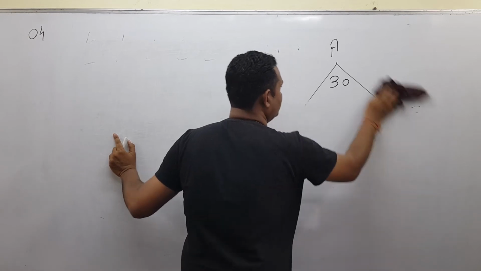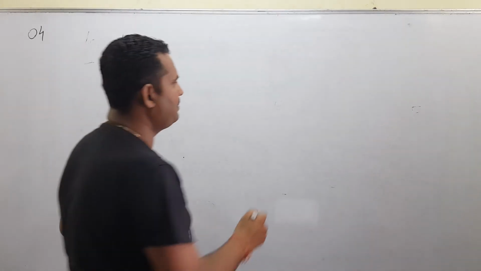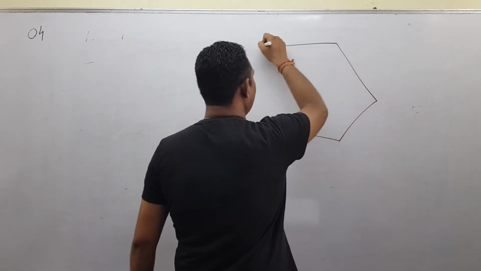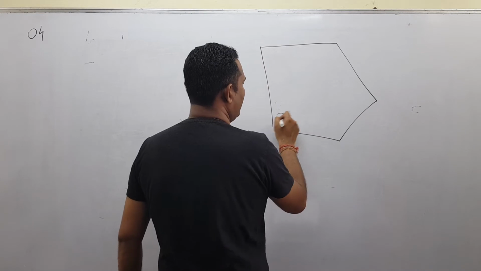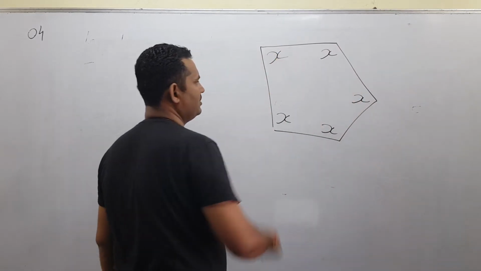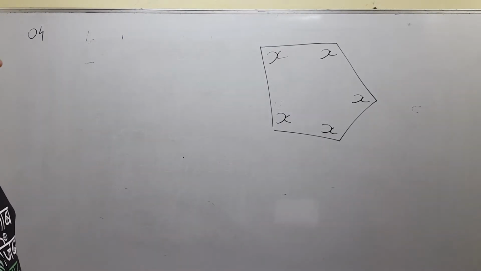Now this second question. This is the second question. Again a pentagon is there, given 1 2 3 4 5 and all the angles they have given x, all the angles are equal to each other. ठीक है? Now you have to find the value of x. It's a very simple question.